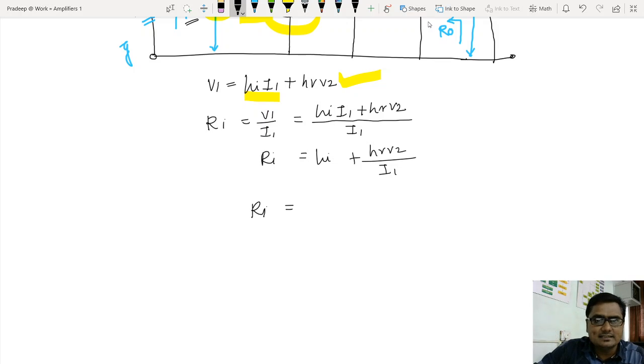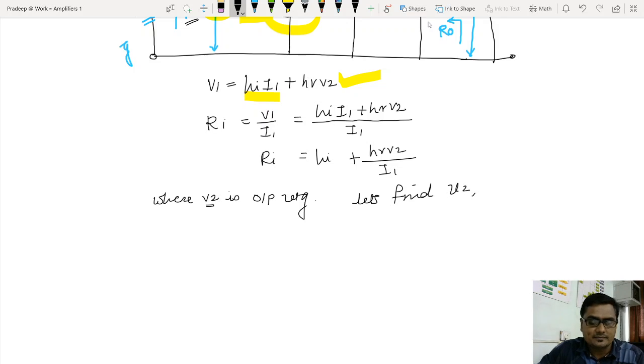Now what is that V2? V2 is output voltage, is it not? Let me write, where V2 is output voltage.